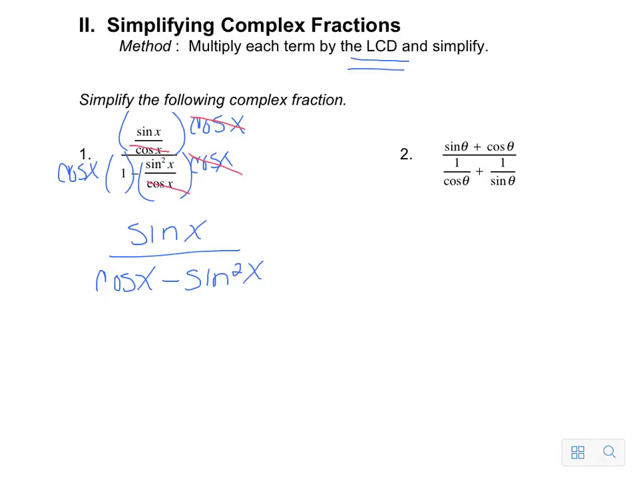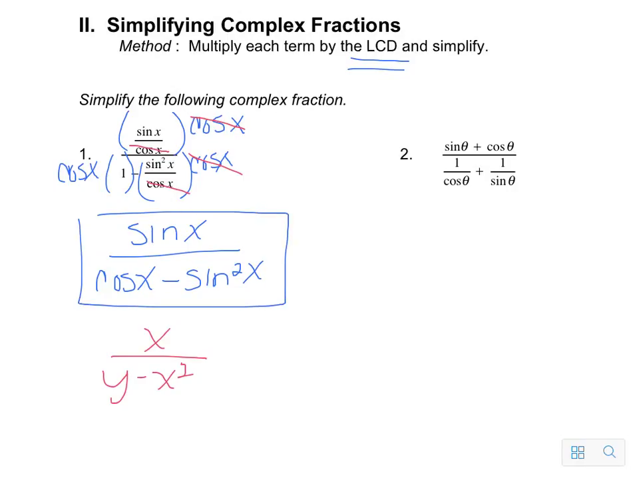Let's take a look and see what I have. Can I actually factor anything else out? Well, if I'm not sure, I can rewrite it in terms of variables. It would be like an x over y minus x squared. Nope, can't actually cancel anything out, so basically this is my answer. Let's take a look at number 2.